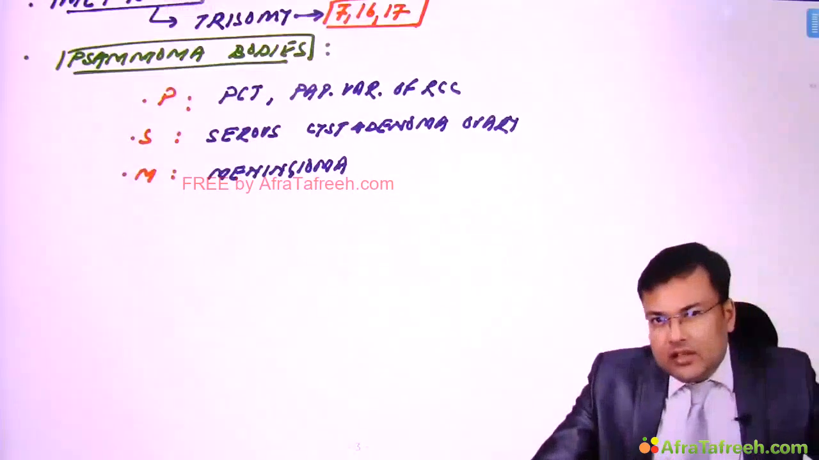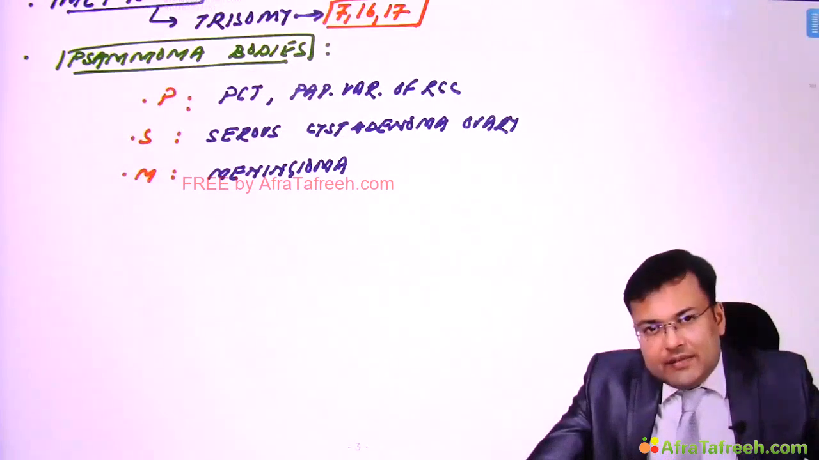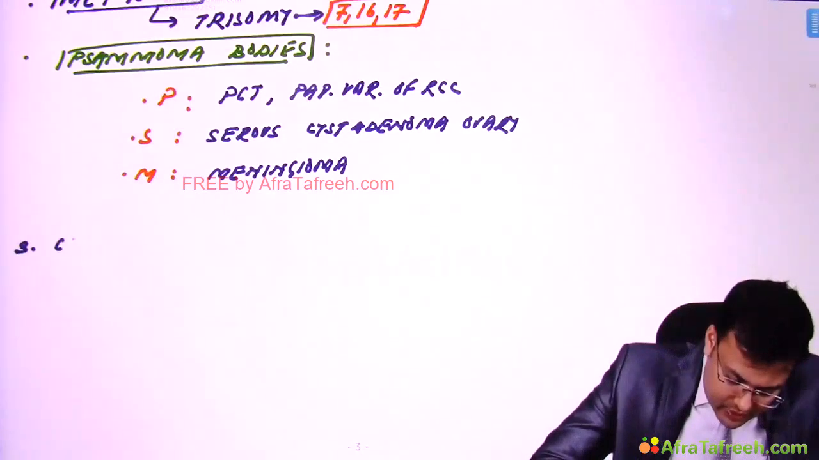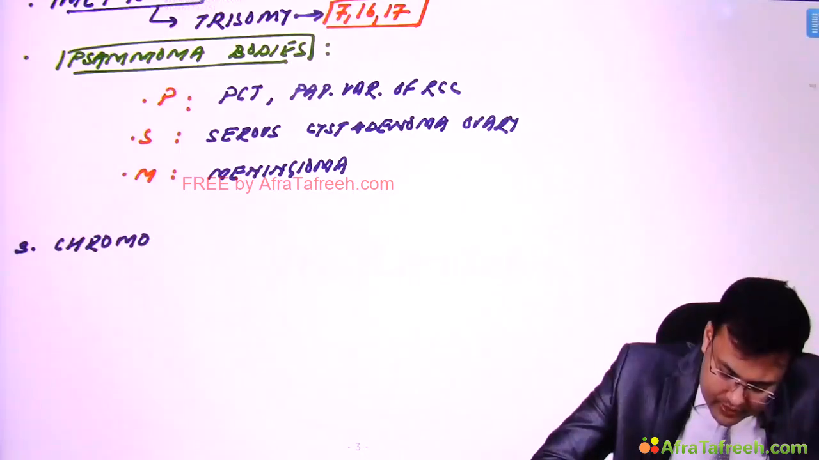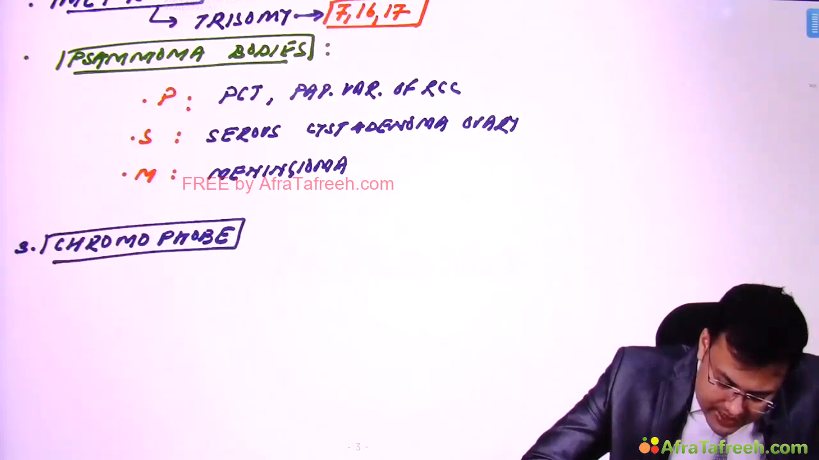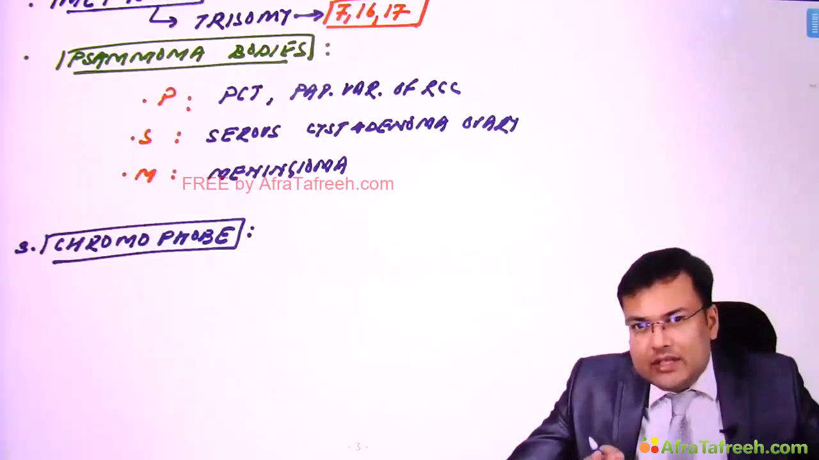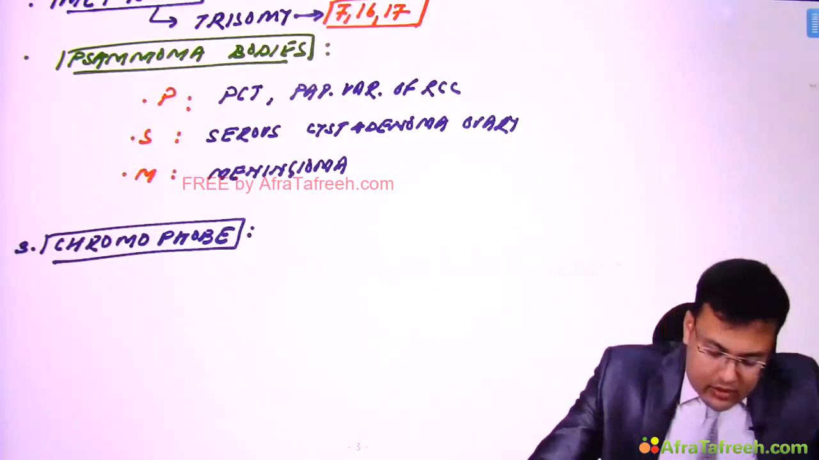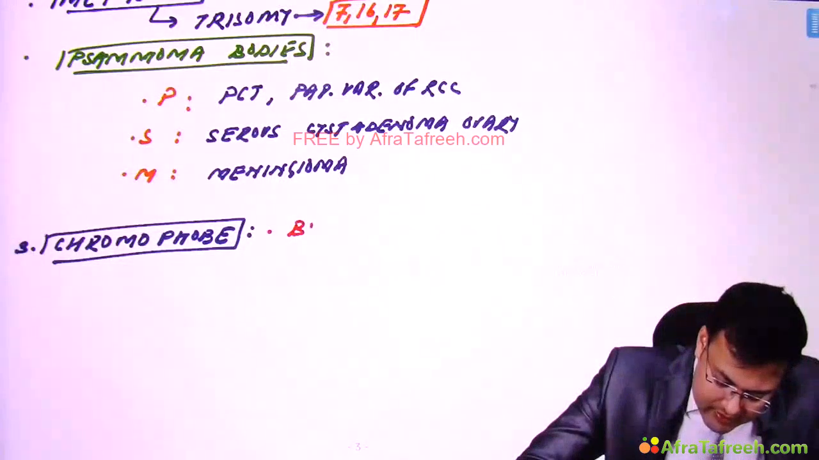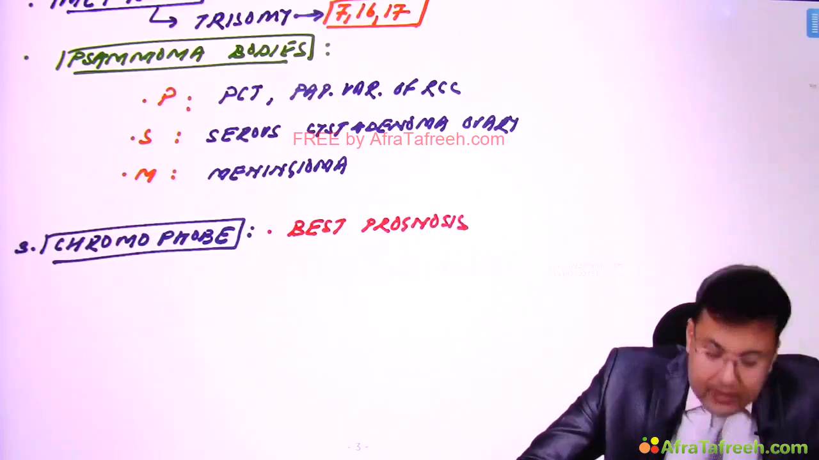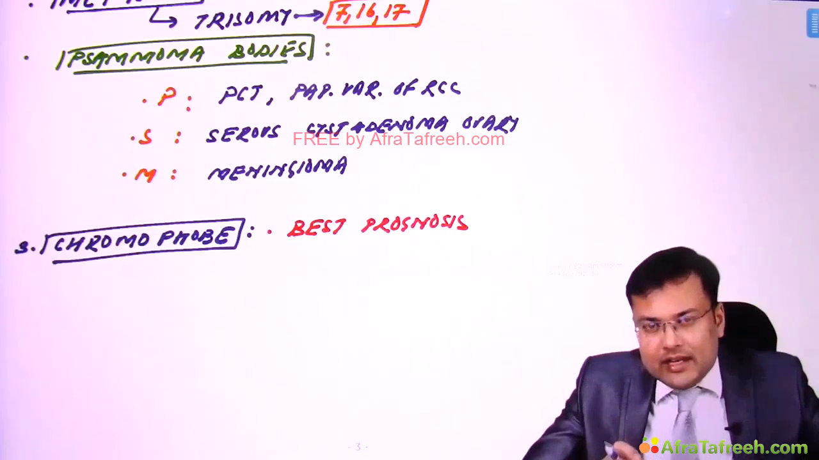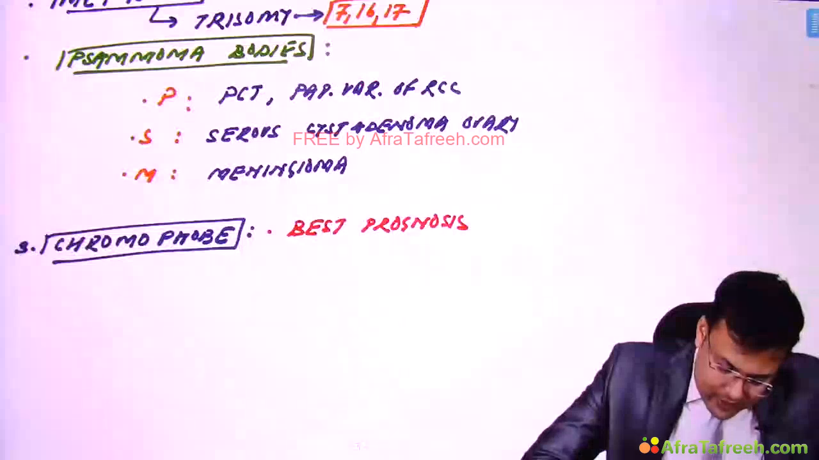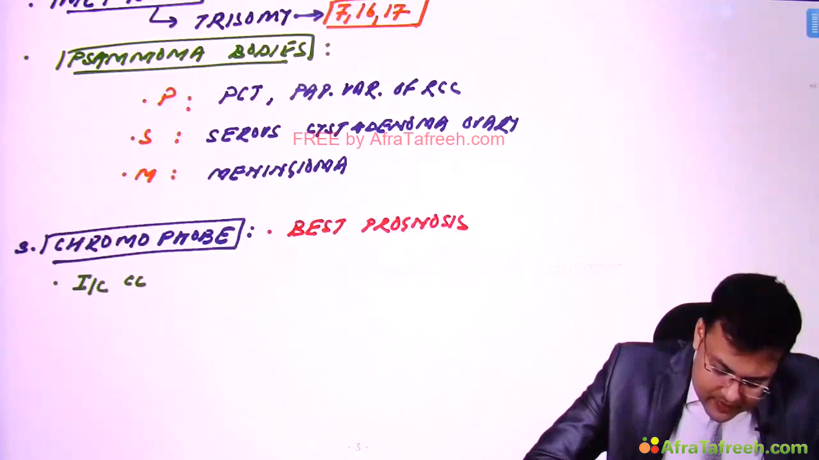Clear? The third variant is the chromophobe variant, and this is frequently asked in exams. The question frequently asked related to this chromophobe variant is that this is the variant which has the best prognosis. You have to remember this. It arises from intercalated cells of the collecting duct.